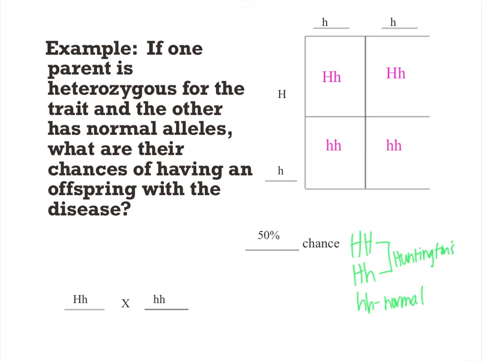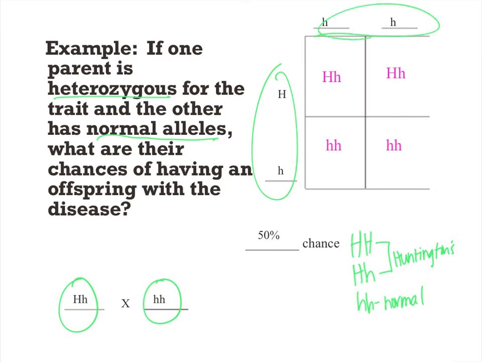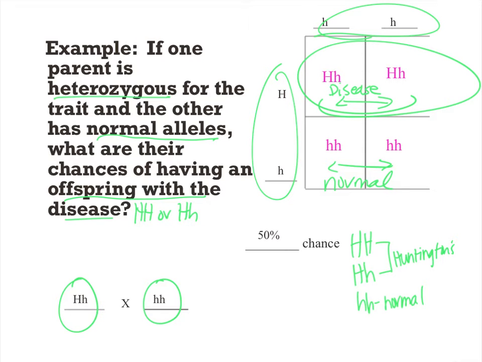Anyway, so if you cross a heterozygous, a big H little h, with someone who's normal, which is the only option for normal is little h, and so I put those here and I cross them, then what are your chances of having an offspring with the disease? So with the disease can be big H big H, or big H little h. Okay, so these two will have the disease. And these two will not. They will be normal. So we have a 50% chance.